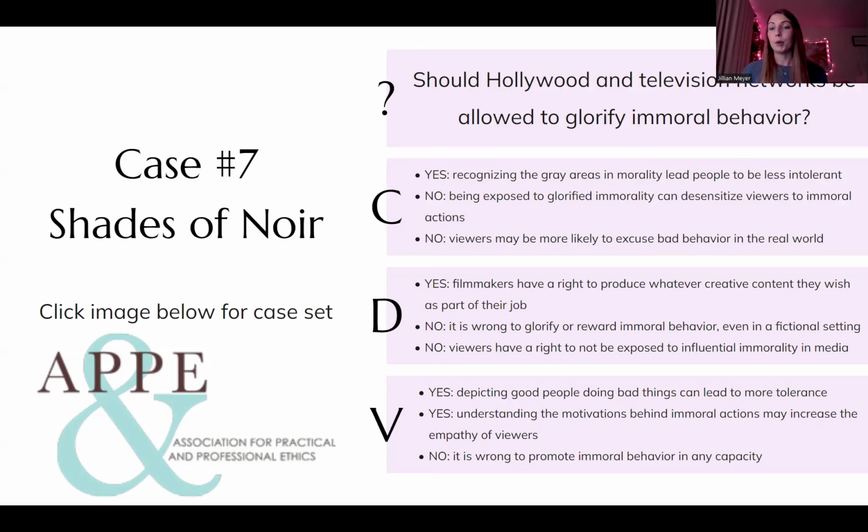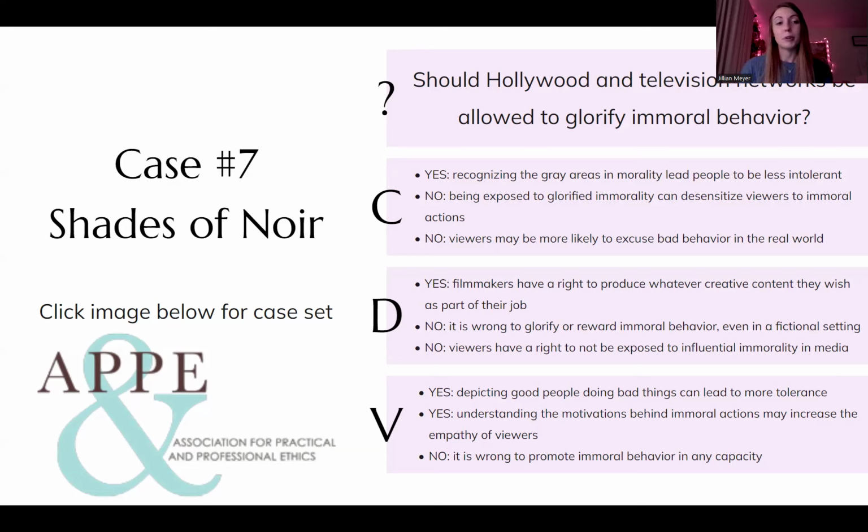So the question that I've pulled out for us to think about is, should Hollywood and television be allowed to glorify immoral behavior? Obviously this became a big thing when the Dahmer series came out on Netflix, I think it was, or another streaming service. But it's the same if you think of older shows that people love, like Breaking Bad, you know? So a lot of people are really interested in watching shows like this, but then we ask the question, should Hollywood be able to glorify this immoral behavior?